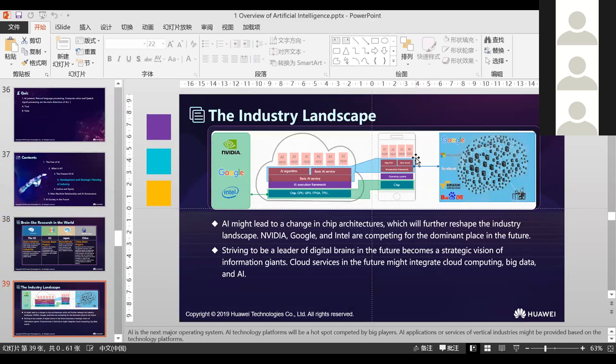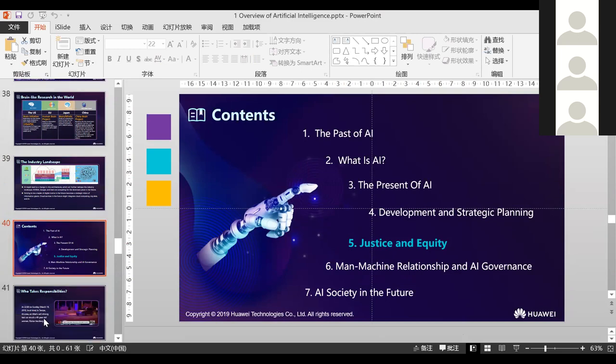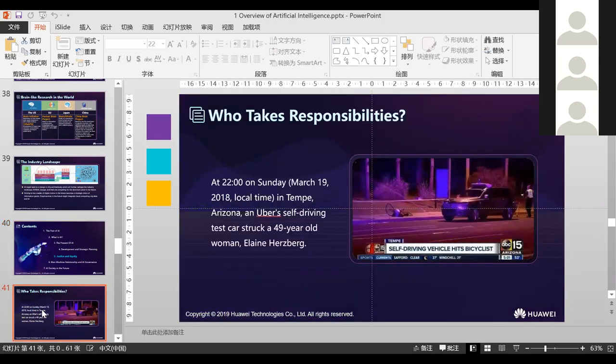And here are some AI algorithms and some basic AI surveys. So these are some tech giants in the world of AI. And in the last three sections we talk about justice, equity, the man-machine relationship, and the future of AI. First, AI has a lot of problems. So first is, who would take the responsibility? What if AI breaks the law? Who will take the responsibility?